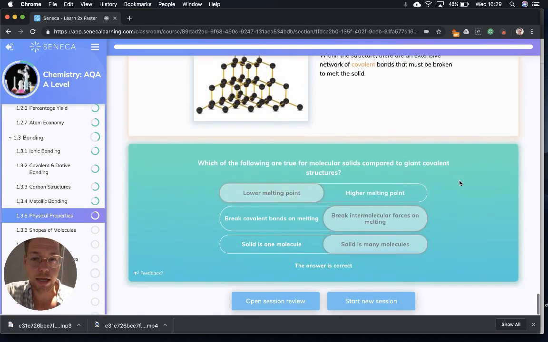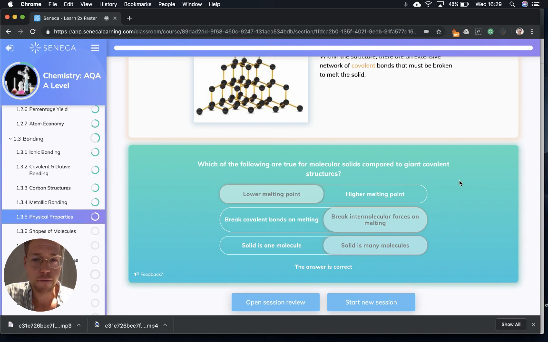Okay, and let's finish. Let's go over some characteristics of molecular solids compared to giant molecular structures. So is a molecular solid going to have a higher or lower melting point than a giant covalent structure? It's going to be lower. And is the solid one molecule? Nope, that's a giant covalent structure. So something like a diamond is just one molecule. In molecular solids, the solid is many molecules. And finally, when we melt or boil a molecular solid, we break the intermolecular forces. We don't break the covalent bonds. We only break the covalent bonds when we melt or boil giant covalent structures.